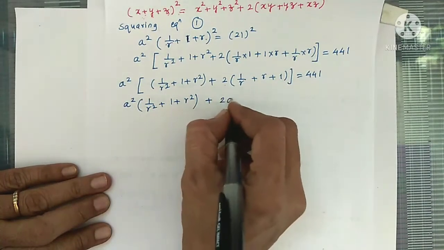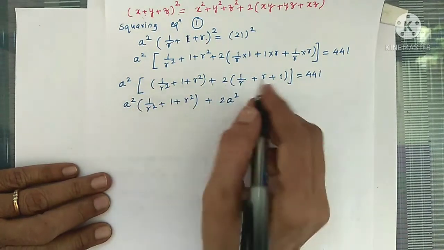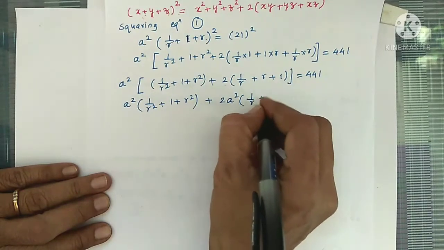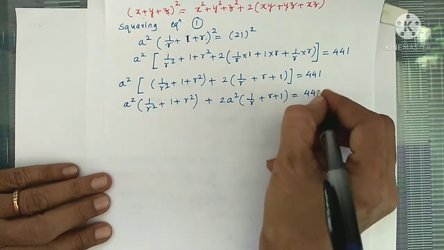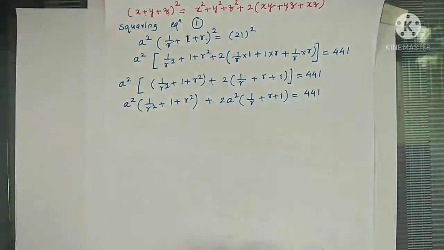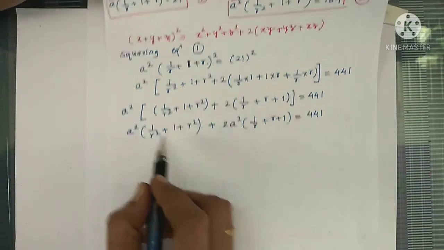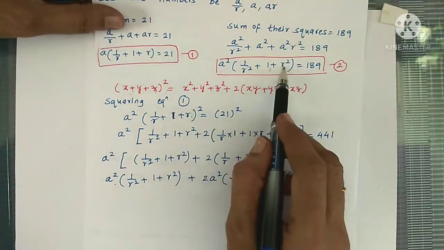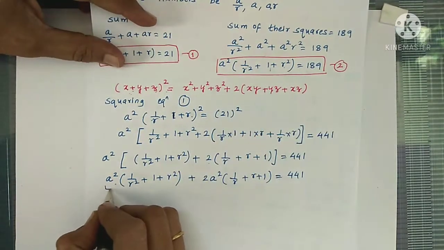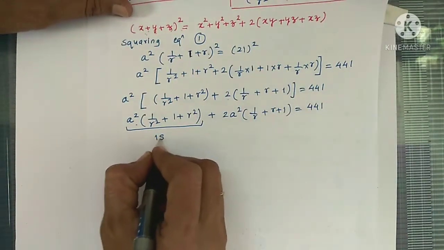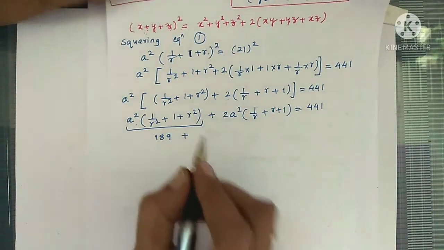And here it is 2a square, multiplying this term by a square, 1 by r plus 1. So don't open the brackets now. See here we have a square into 1 by r square plus 1 plus r square, and that is our second equation. So the value of this whole term is 189. So this is 189 by equation number 2.